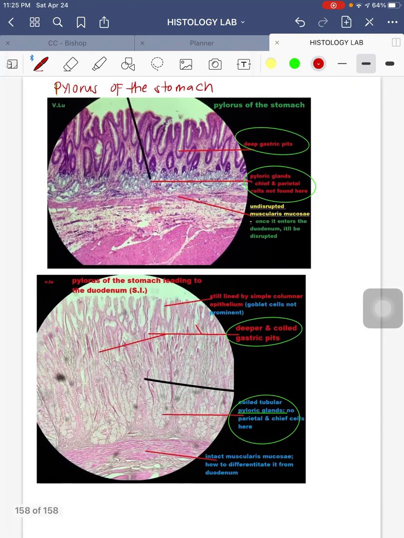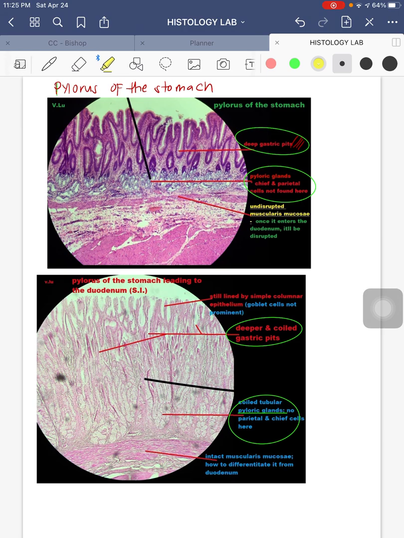Okay. Last part is the pylorus of the stomach. Your pylorus now has deeper pits, deep gastric pits. Compare it if you switch slides from this one to the one before. Deeper pits. And now the glands are not termed fundic glands anymore because we're in the region of the pylorus, so they're termed pyloric glands. Your pyloric glands do not contain chief and parietal cells anymore.